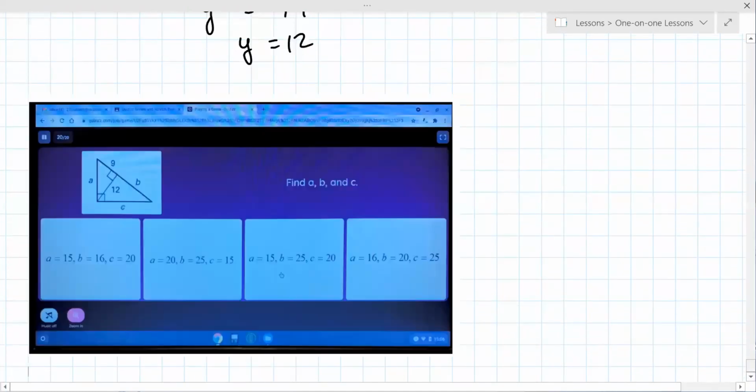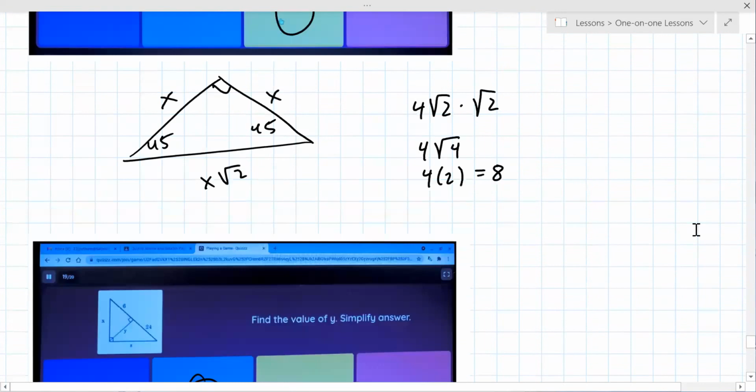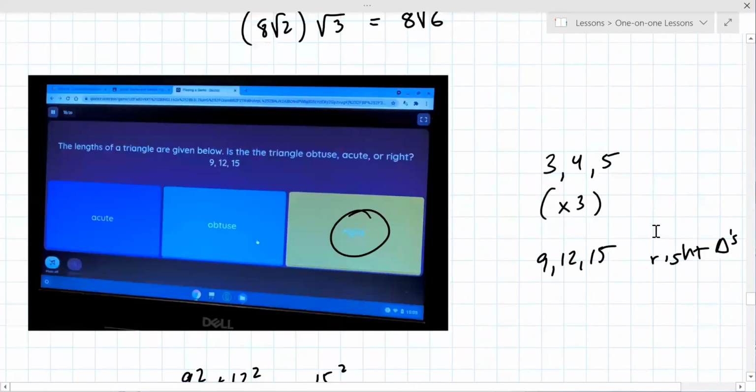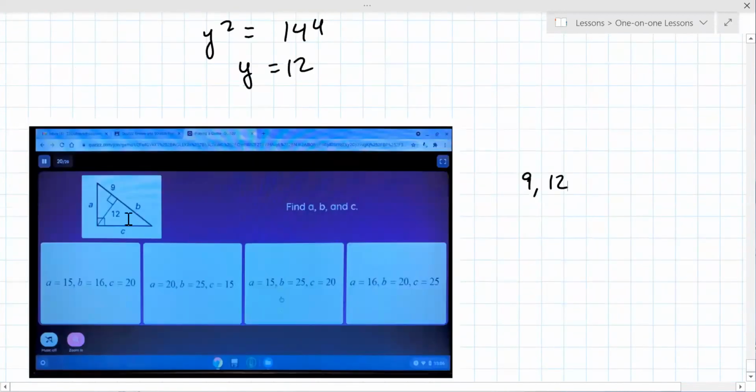Okay, we're finding the value of A, B, and C. So 9 and 12 here, this is just me kind of rushing through this a little bit. Those are the two short legs. And we saw this in a previous problem here. It's actually a Pythagorean triple. Let me scroll up so you can see that. 9, 12, and 15. Those are a Pythagorean triple. And that's me just looking at this triangle over here on the left. So 9, 12, 15. So A is 15.